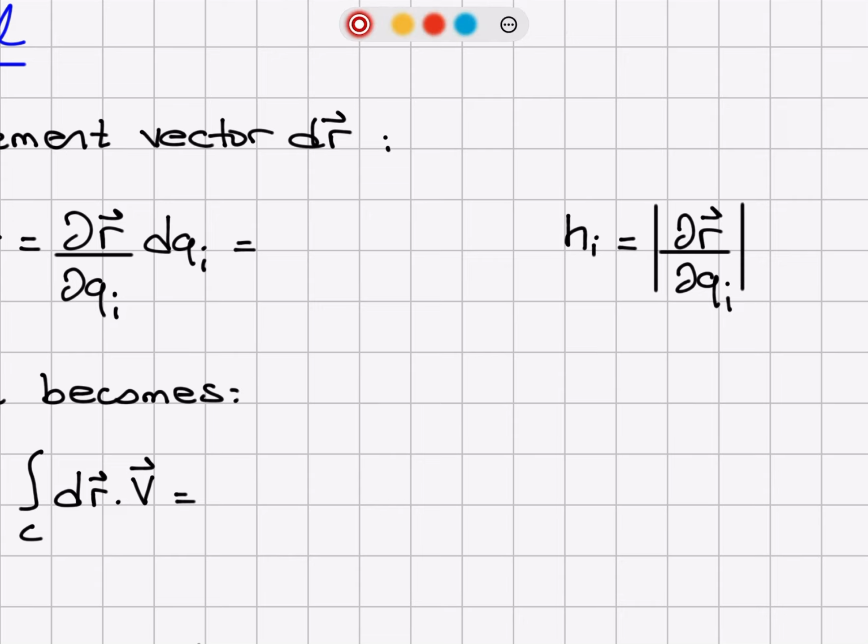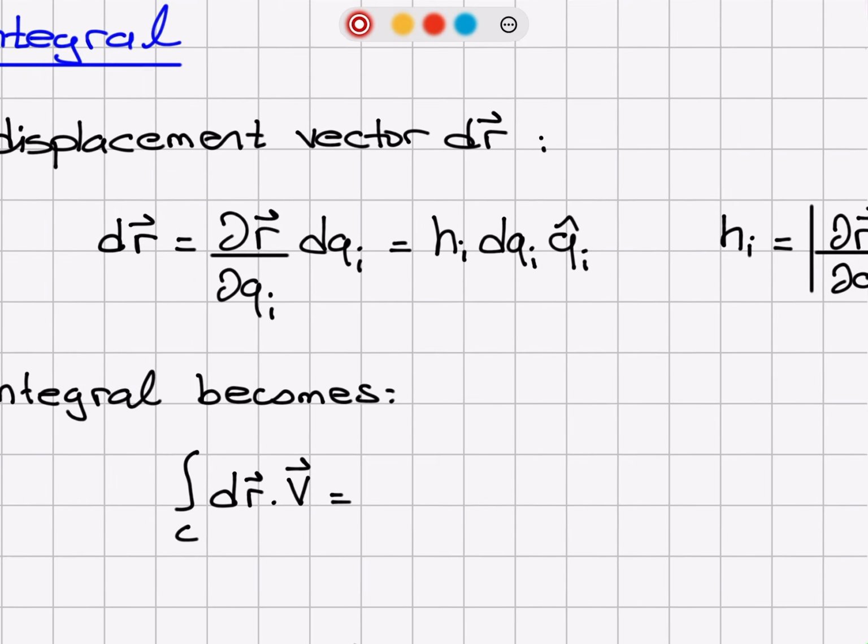So if I divide this by the scale factor, I obtain the unit vector. So if I multiply the unit vector with this, I'm going to obtain del r del qi. Therefore, I'm going to substitute here for del r del qi the scale factor hi dqi in the qi hat direction. So qi hat is this divided by hi. So the hi's will cancel, and you will obtain the original form.